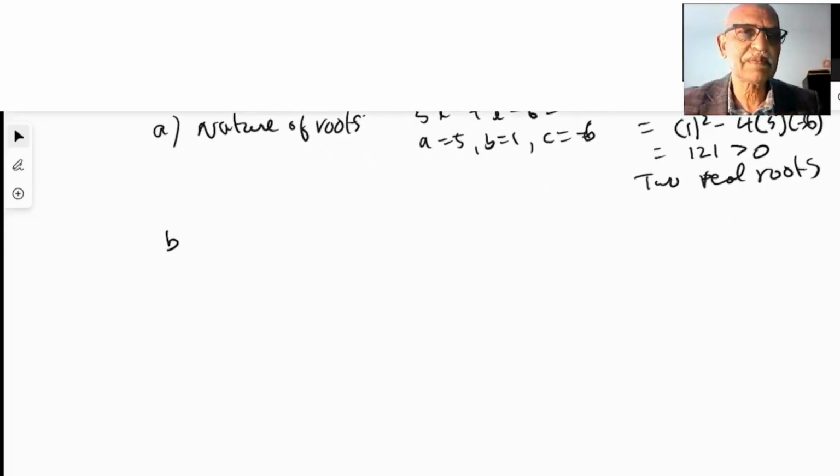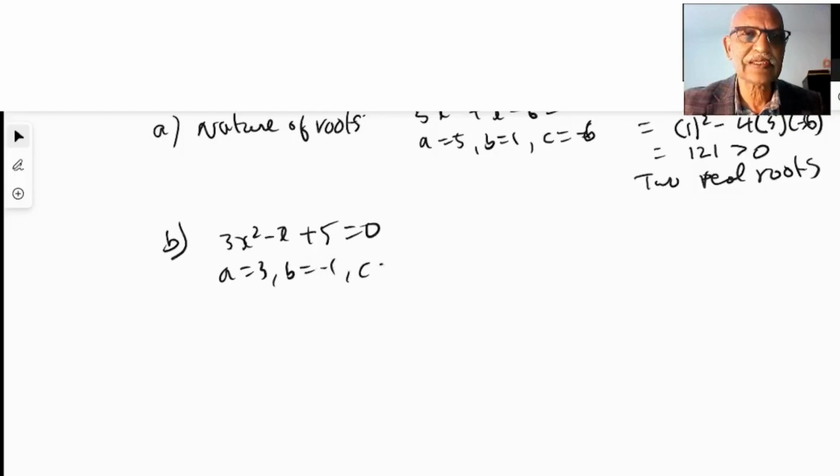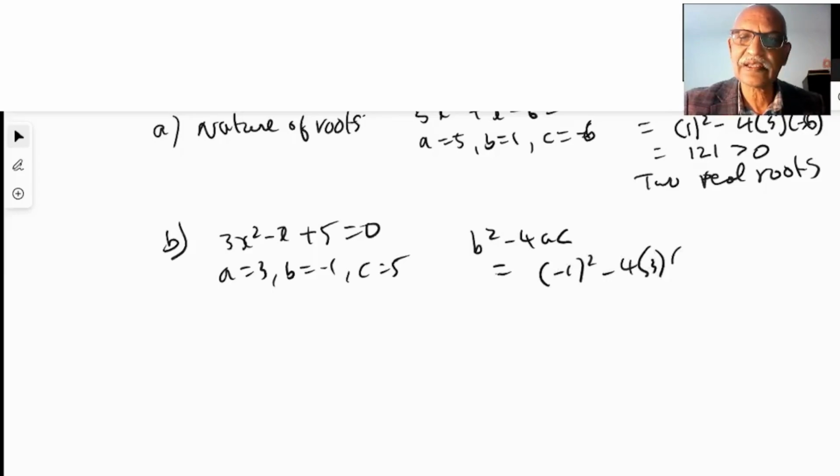So B, 3x squared minus x plus 5 equal to 0. So a equal to 3, b equal to minus 1, and c equal to 5. Therefore, b squared minus 4ac, I have to calculate that, which is minus 1 squared minus 4 times 3 times 5, which is 1 minus 60, which is minus 59. Minus 59 is less than 0. So we say no real roots, which means no x-intercepts.